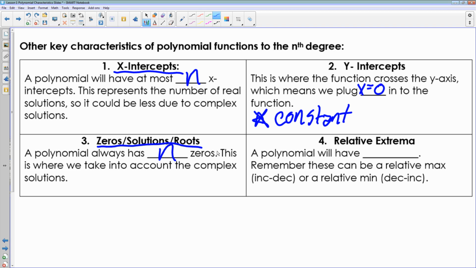All right, and then relative extrema. Think back to your good old Algebra 2 days. You might have heard them as turning points. It's where we're changing direction from increasing to decreasing or decreasing to increasing, also known as your minimums and your maximums. A polynomial will have at most n minus 1 extrema. All right, so let's do some examples.